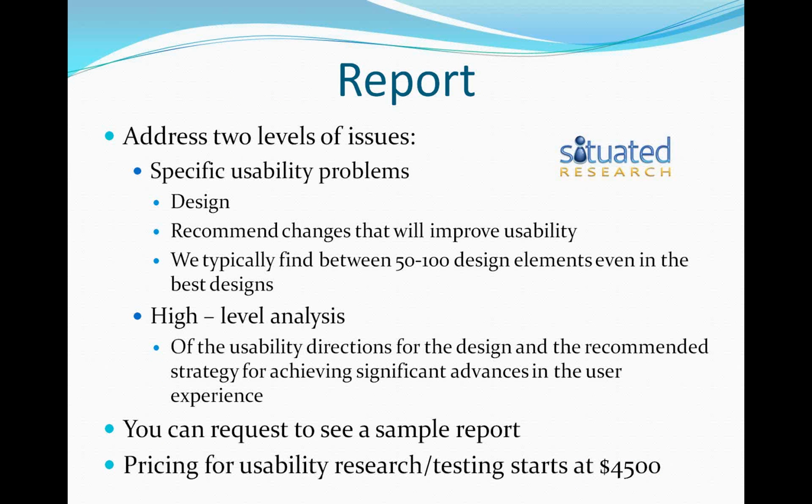So the report will address 2 levels of issues. Specific usability problems, so the design will recommend changes that will improve the usability. We typically find between 50 to 100 design elements, even in the best designs. And the second level of issues that we find are high level analysis, so the usability directions for the design and the recommended strategy for achieving significant advances in the user experience. So you can request to see a sample report if you would like, and pricing for usability research and testing starts around $4,500.